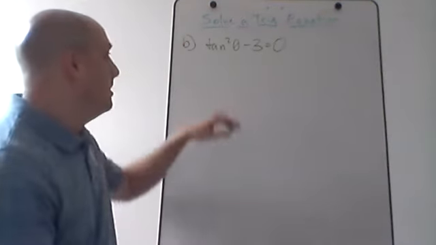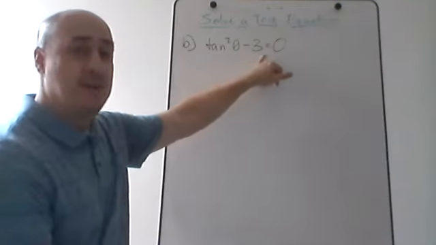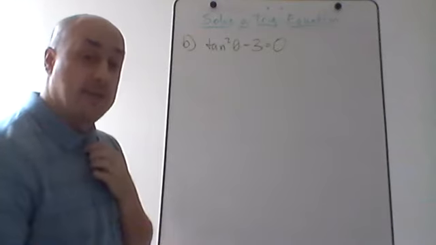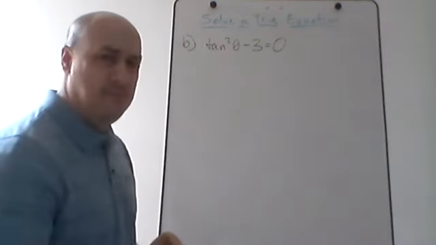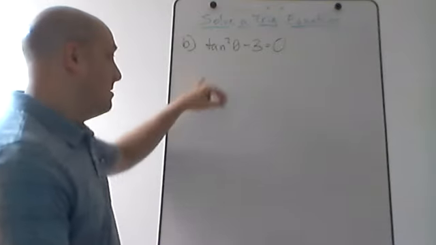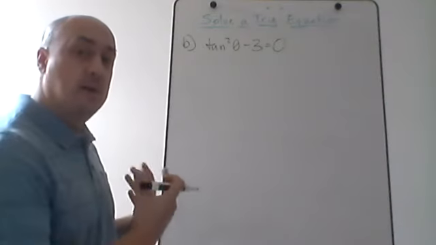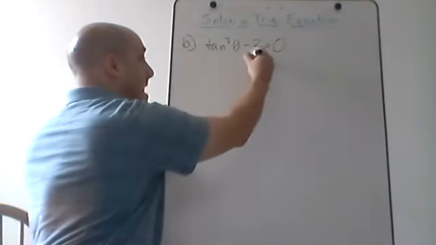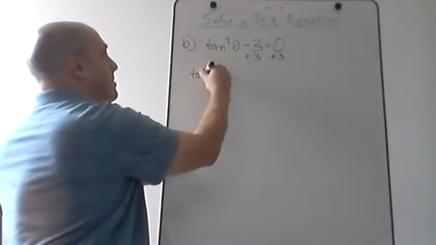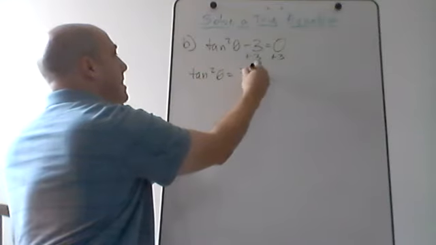All right, the next example we're going to do, we have tangent squared of theta minus 3 equals 0. Right, so here we have an equation that involves the tangent function. So this one's going to be a little bit more complicated than the sine or cosine equations, but nothing too bad. All right, so first thing I want to do is isolate my trigonometric term, which means first adding this 3 over to the other side. All right, so I get tangent squared of theta equals positive 3.